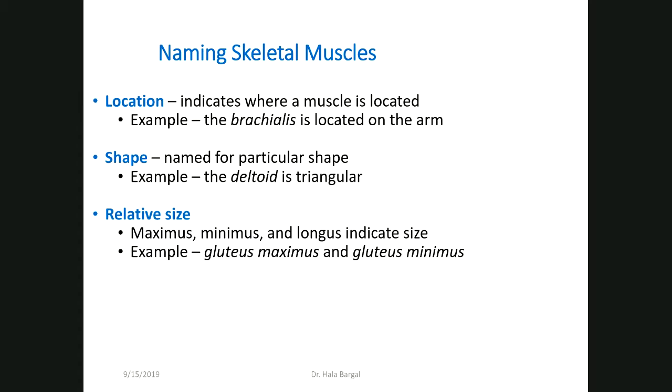We name the skeletal muscle according to the location, the shape, and the relative size. According to the location, it indicates where the muscle is located. For example, the brachialis, located in the arm.